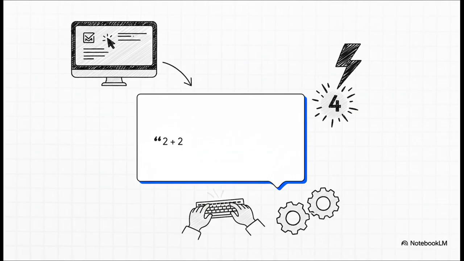Let's try something super simple. Type 2 + 2 and just hit Enter. Boom! The console immediately spits out the answer, 4. Congratulations, you have officially executed your first line of JavaScript. See? It really is that easy to start.